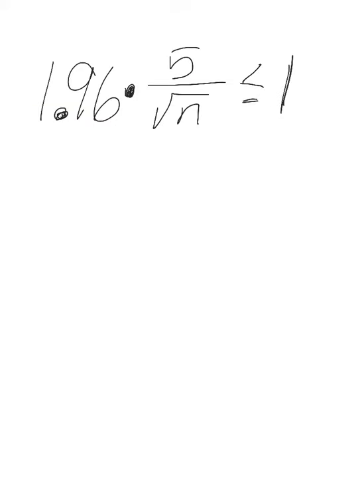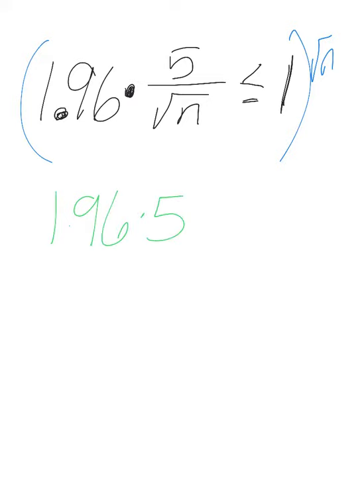So here's our work. You can skip this page if you know how to do the algebra. We need to get the n by itself, and we need to get the numbers on the other side. The easiest thing to do is to multiply both sides by the square root of n. When you do that, you end up with, on this side, 1.96 times 5, and on this side, the square root of n, because the square root of n will cancel this one out. And then all you have to do is do a little math. 1.96 times 5.